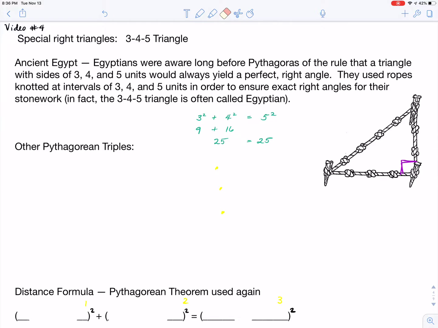We have some other common what's called Pythagorean triples. 3, 4, 5 is a Pythagorean triple. And there are some other ones that occur. And so 5, 12, 13. So if you have a side of 5, a side of 12, and a hypotenuse of 13, this is a Pythagorean triple. Also the 8, 15, 17, and the 7, 24, 25.